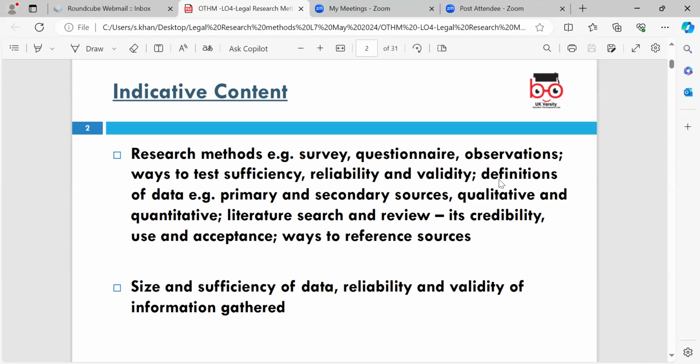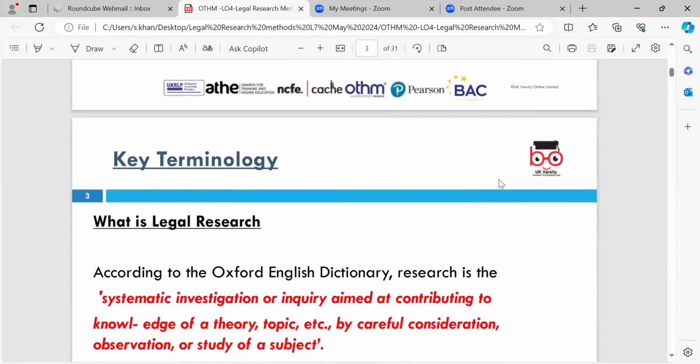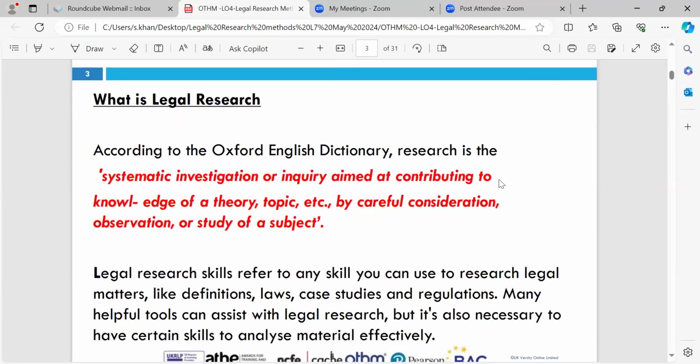throughout Learning Outcome 4. Definitions of data, primary, secondary sources, qualitative and quantitative, whether it's credible or not, the size and sufficiency of data, reliability and validity information. What I wanted to do is firstly identify, under the Oxford English Dictionary, what research is regarded as. And in the dictionary it said it's a systematic investigation or inquiry aimed at contributing to knowledge of a theory, topic, etc., and by careful consideration, observation, or study of a subject.